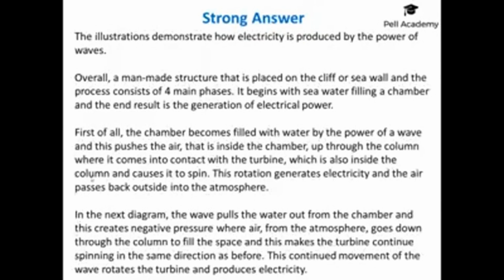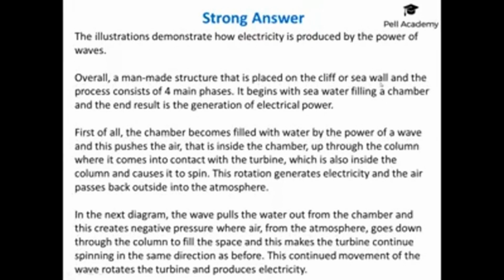But I was doing that today, and I got to this particular answer, and it had everything I wanted. The approach to the question and the distribution of the details paragraphs was very similar to what I would have imagined I'd have done if I was writing this answer. So let me just go through it quickly here. The illustrations demonstrate how electricity is produced by the power of waves. So very, very simple, they haven't stretched themselves too far, they just went for accuracy, which obviously is always what you want. So overall, a man-made structure that is placed on the cliff or seawall.